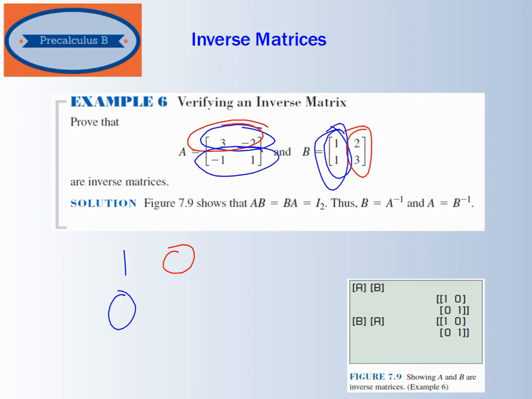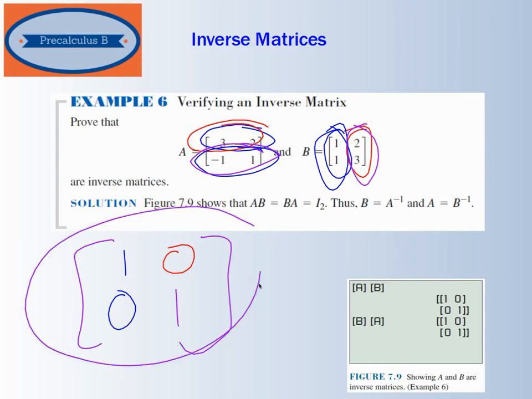And then for the last one, it's negative 1 and 1 times 2 and 3. Negative 1 times 2 is a negative 2. 1 times 3 is a positive 3. That gives us 1. Notice we now have the identity matrix. Because it's the identity, we know that A and B are inverses of one another.